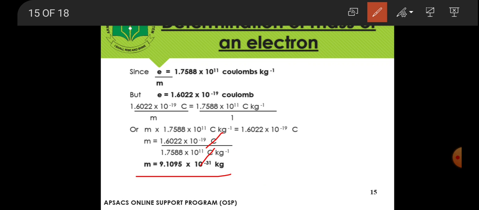Coulomb and coulomb will get cancelled. When kg is in the denominator, then it has a power of -1. When kg is taken or written in the numerator, then its value becomes +1. So we have calculated the mass of electron, and the mass of electron is 9.1095 × 10^-31 kg.